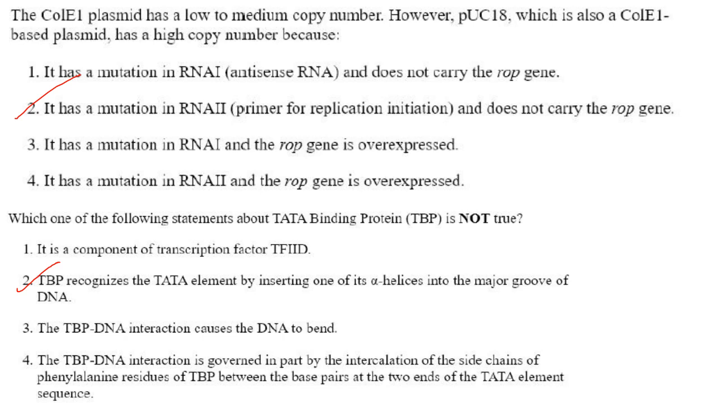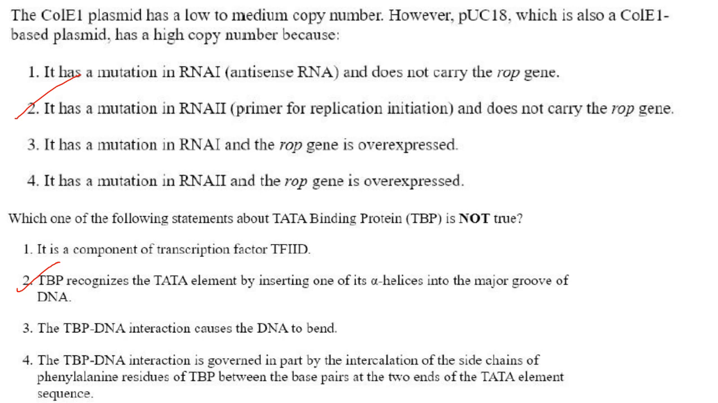Now which of the following statements about TATA binding protein TBP is not true? It is a component of transcription factor TFIID, that is correct. TBP recognizes the TATA element by inserting one of its alpha helices into the major groove of DNA. It is not alpha helix, it is beta sheet into the minor groove of DNA. So the correct answer is option 2.